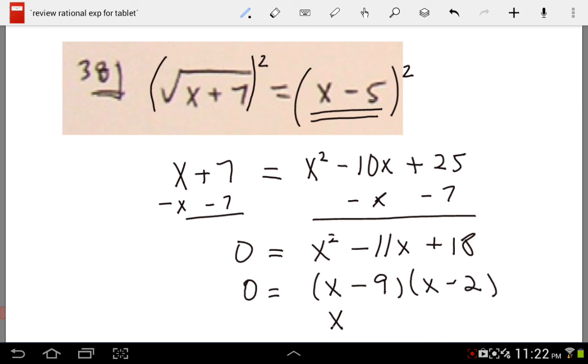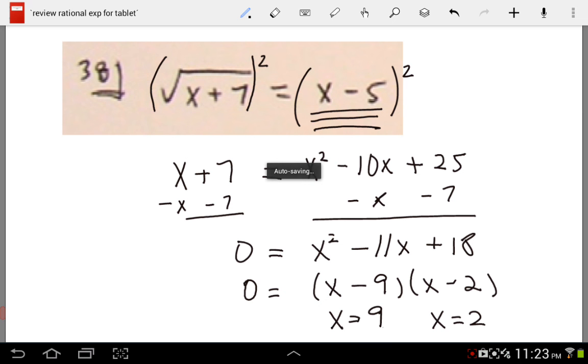So we get 2 solutions here. One is 9, and then the other is 2. Now recall, this x minus 5 cannot be negative. It can be 0, or it can be positive.